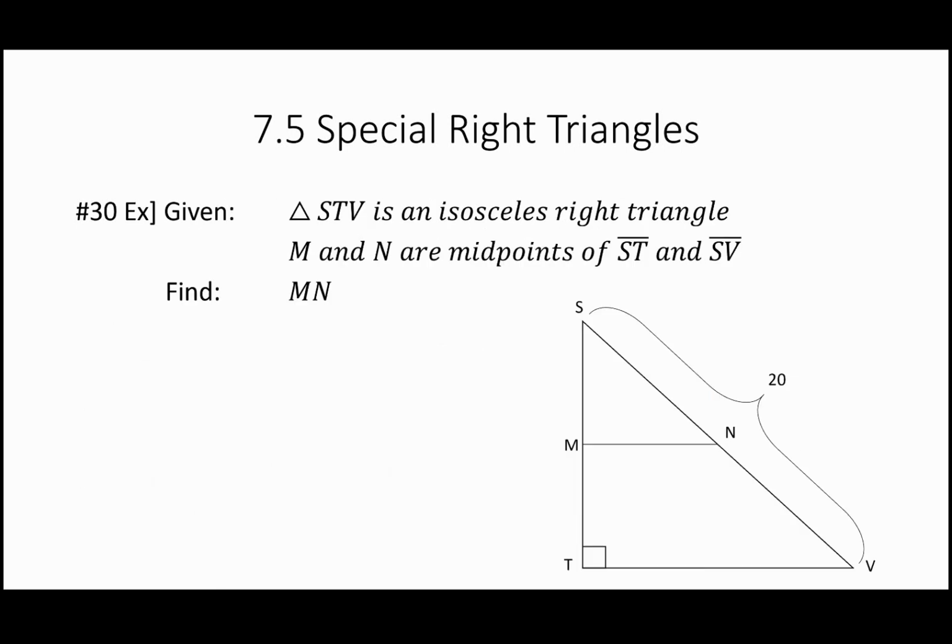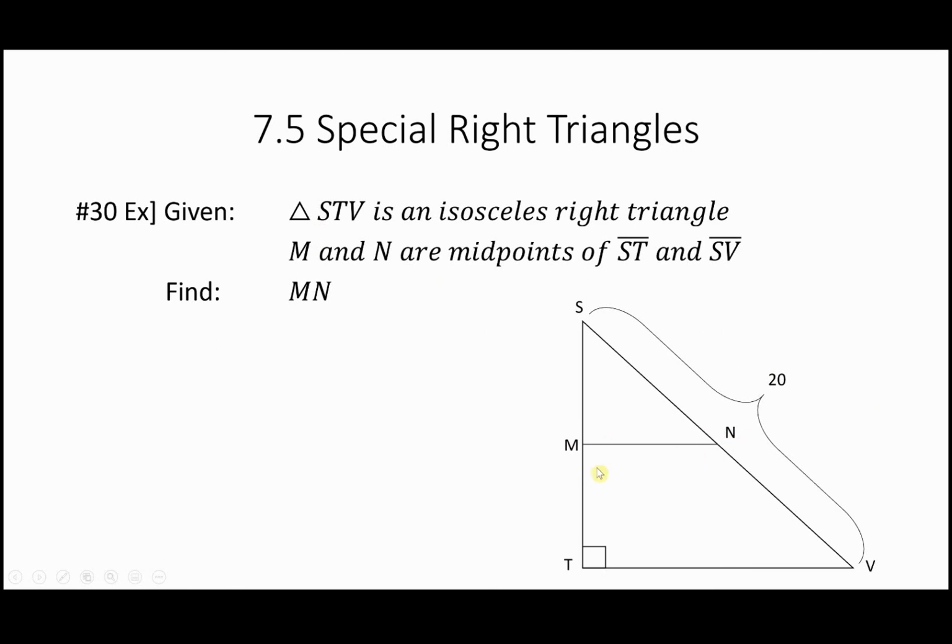All right, I believe we have one more example to tackle, and then we are done with this extremely long and example riddled lecture video. And here it is. Let's consider triangle STV, and it's an isosceles right triangle. So that tells you right away that ST and VT have the same length because it's isosceles, and the hypotenuse is given as a length of 20. M and N are midpoints of ST and SV.